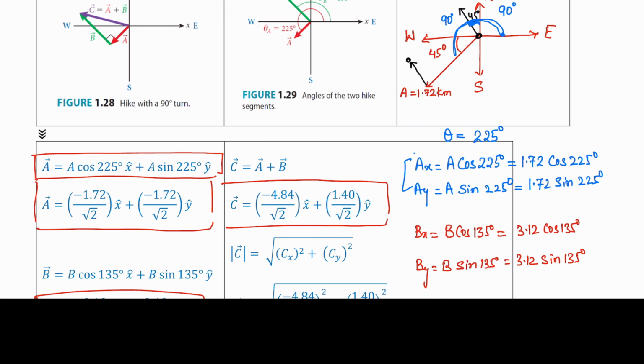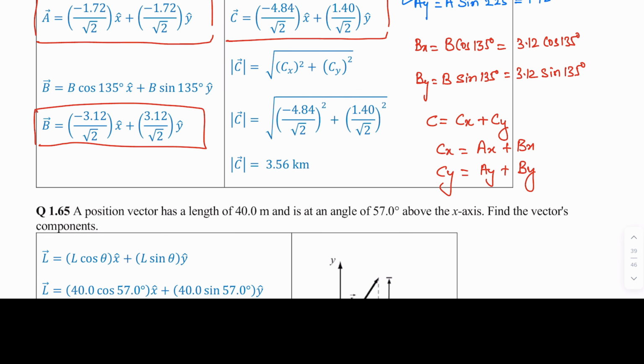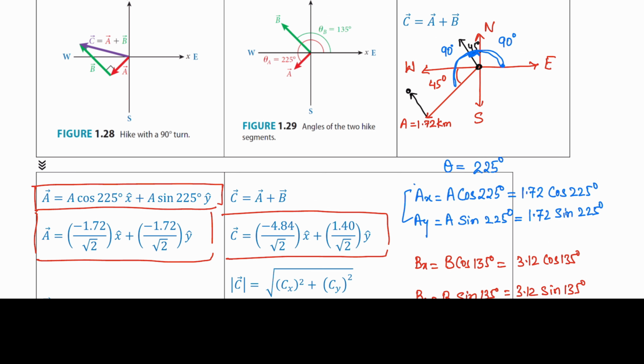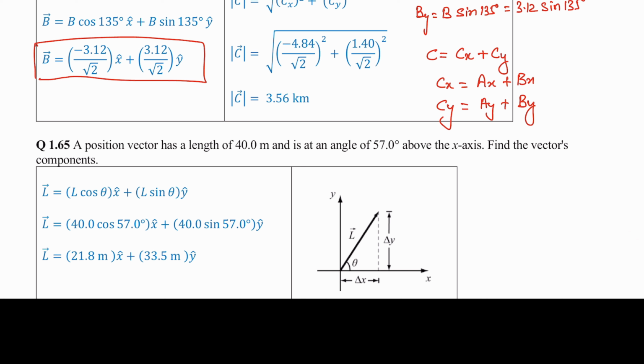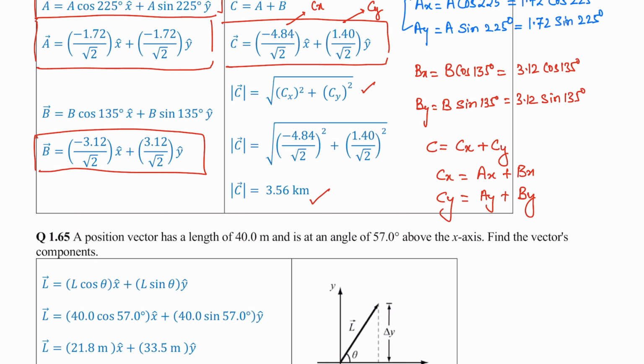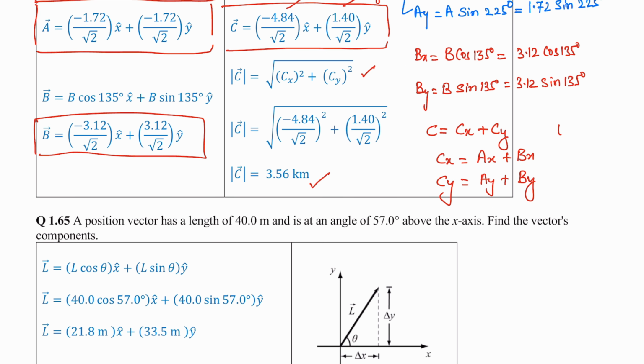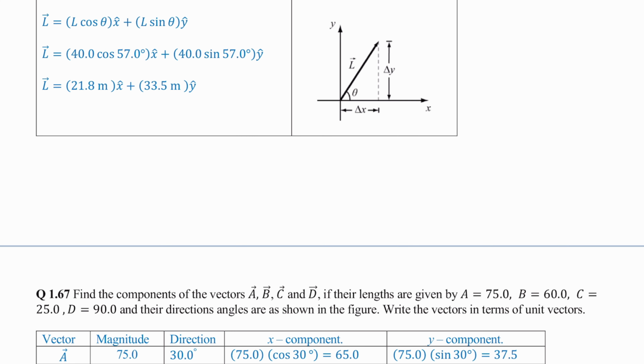So now what are we looking for? We are looking for magnitude. Magnitude is an easy answer. We know the magnitude is root of cx square plus cy square, and direction theta is equal to tangent inverse cy divided by cx. Apply the values and you get the answer. Even if they ask you the angle, you just apply theta equals tangent inverse cy divided by cx. Clear? Now the next question.